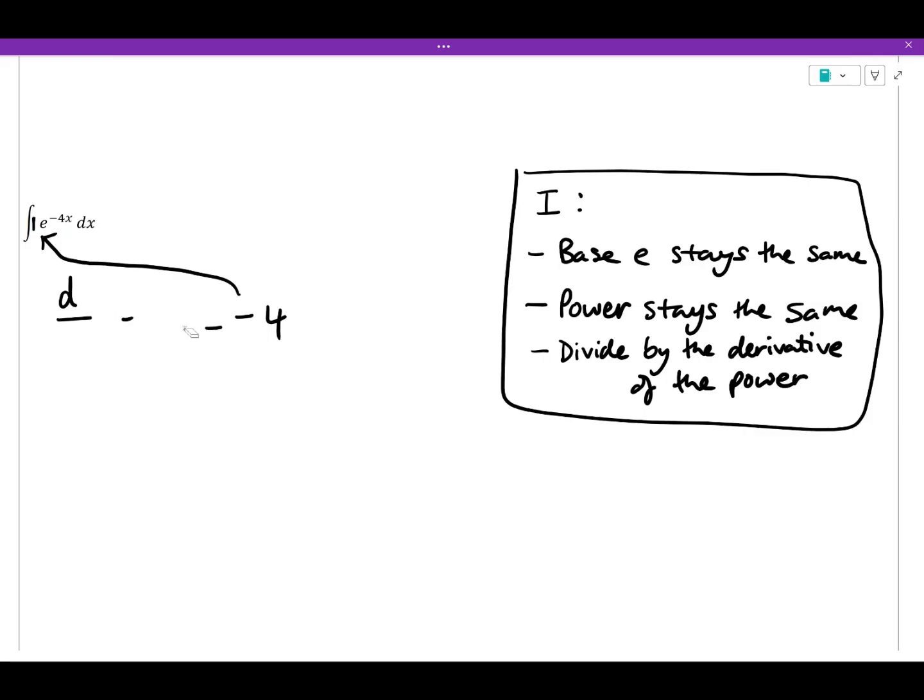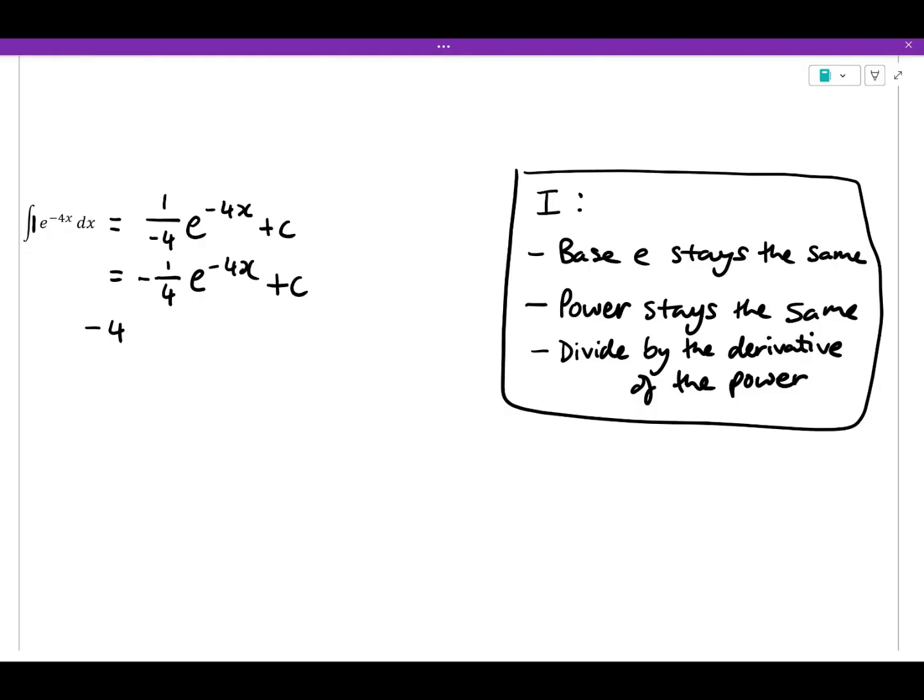So let's start carrying out our steps then. Step 1 says the base e stays the same. So I'm going to write equals, and then I'm going to write e. And then it says the power stays the same. So that -4x in the power must remain in my final answer. Then it says we're going to divide by the derivative of the power. We've already differentiated -4x as part of our reverse chain rule check. We got -4. So what I need to do is go to the 1 that's multiplying in front of our e function in the integral, and divide it by -4. And then it'll be plus c. The neatest way of writing it would be -1/4 e to the power of -4x plus c, like that.